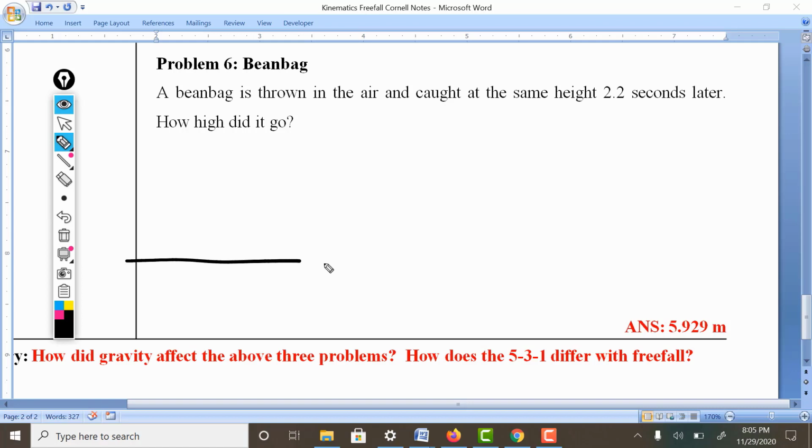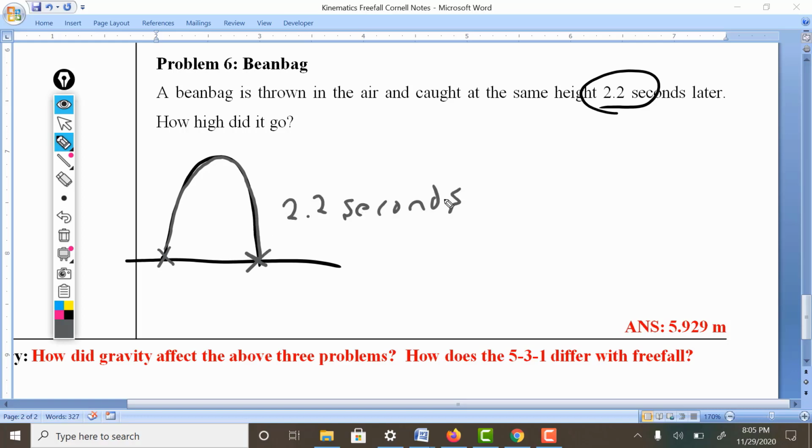However, it's kind of hard to see what's going on when we do that. So I'm going to go ahead and draw this parabolic. It was caught at 2.2 seconds later, meaning that it was released at this point, and as we travel this, the timer is going, and then we click the timer when we catch it again, and that whole trajectory is 2.2 seconds long.